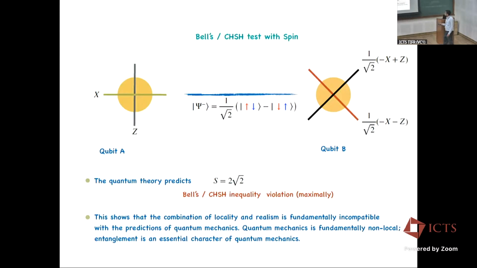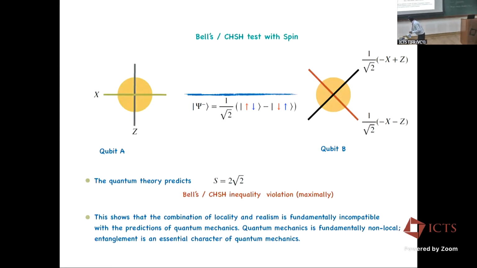So this shows that the combination of locality and realism is fundamentally incompatible with the prediction of quantum mechanics. Quantum mechanics is fundamentally non-local, and entanglement is an essential character of quantum mechanics. All right.